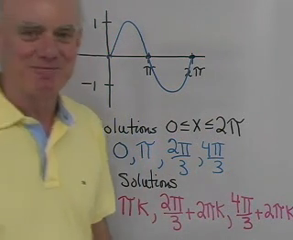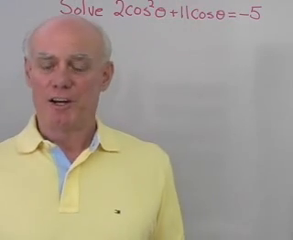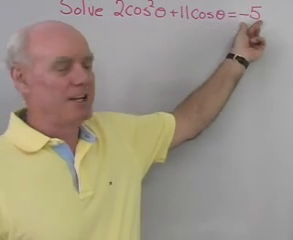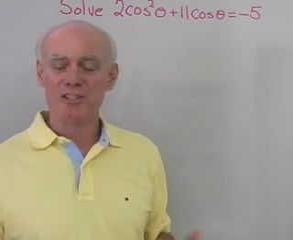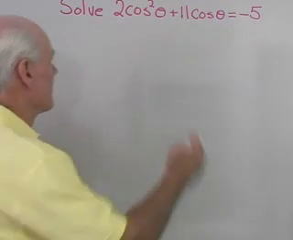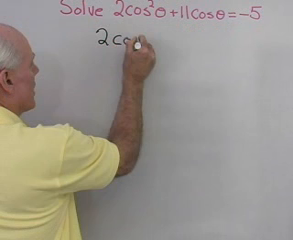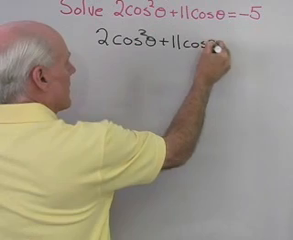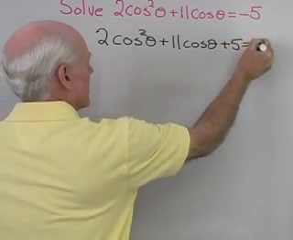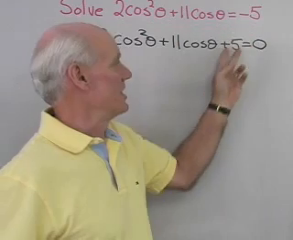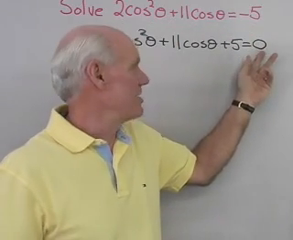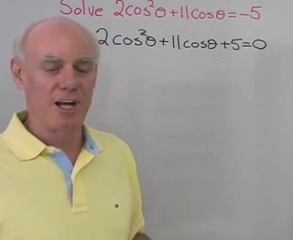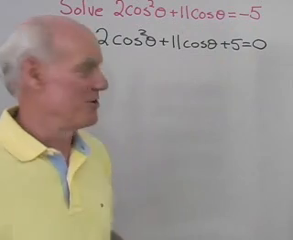All right, let's look at another problem. So here I have an equation that's quadratic in cosine theta. It's 2 cosine squared theta plus 11 cosine theta equals negative 5. Looks like a quadratic equation, so I'll put it in standard form and see if it factors. So 2 cosine squared theta plus 11 cosine theta plus 5 is equal to 0. When I add 5 to both sides, I get plus 5 over here and 0 on the right side, so I've got it in standard form for a quadratic equation, just as if it was a quadratic equation in x, but instead it's a quadratic equation in cosine theta.